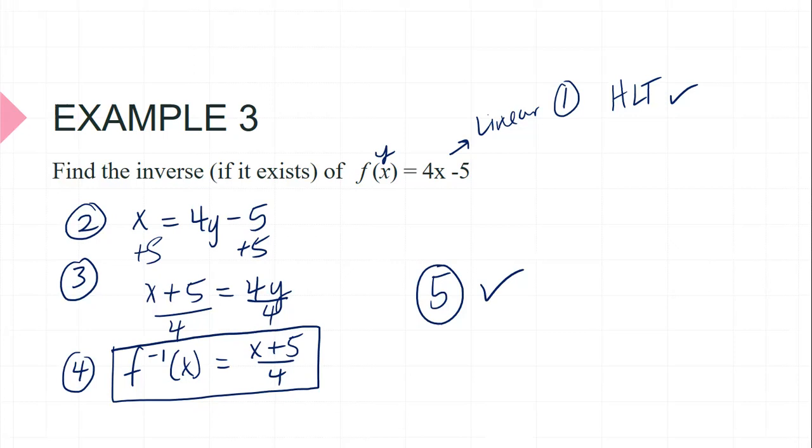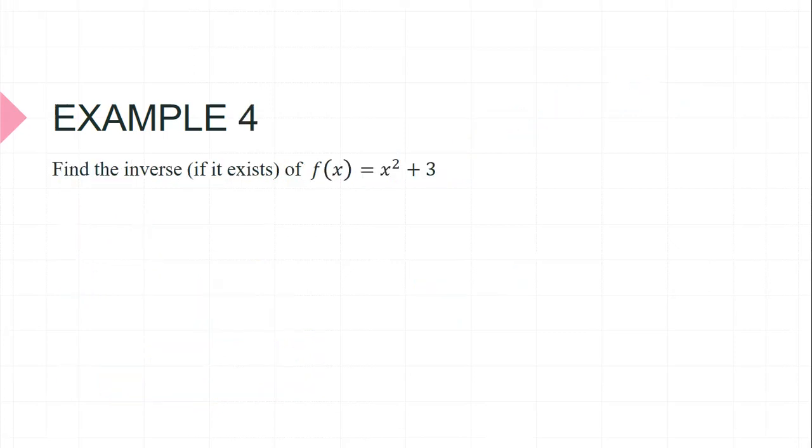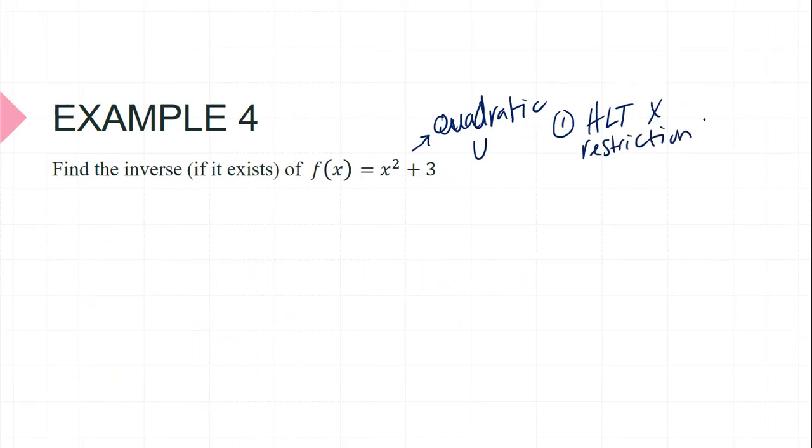All right, example 2. It's a quadratic. Okay, and what shape is a quadratic? A parabola. All right, does a parabola pass the horizontal line test? No. So that tells me that I'm going to have what in the end? I'm going to have to make sure I put a restriction. Otherwise, the inverse is not a function. Got it? I'm going to have a restriction because the inverse is not a function. All right, here we go. Step 2 tells me to do what? Switch my x and my y.